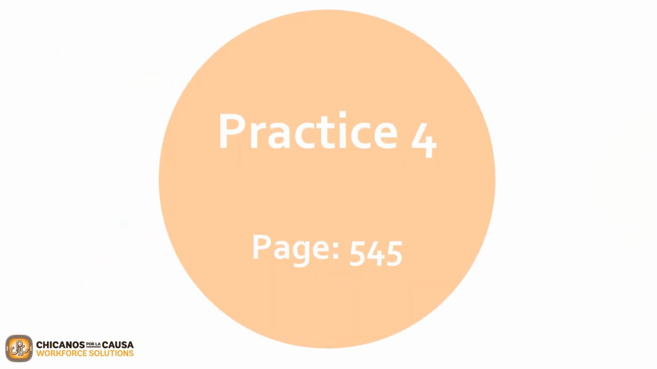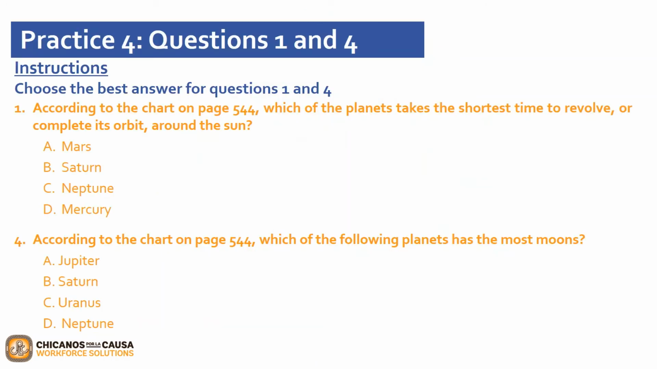Now that we have learned about the Earth in the solar system, let's go ahead and look at practice 4 found on page 545. At this time, take a minute to pause the video and complete practice 4, questions 1 and 4. For these questions, you are to choose the best answer. So go ahead and take a minute, and then when you're ready to review them together, just click play.